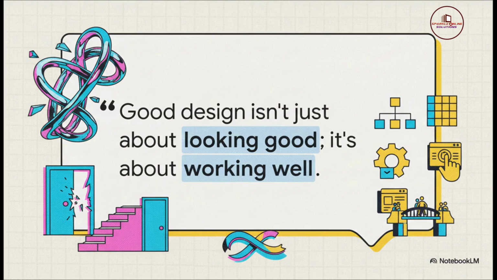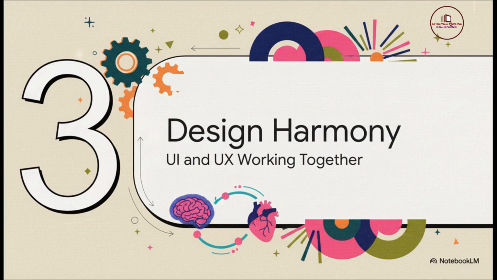And that really hammers home the main point here. A product can be beautiful, it can be a work of art, but if it's a pain to actually use, it has failed as a design. It's not just about looking good, it's about working well. So we know that UI and UX need to be a team. They have to work together. But what does it look like when they're in perfect harmony? And, maybe more importantly, what happens when they're completely out of sync?